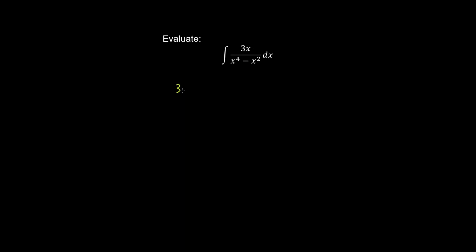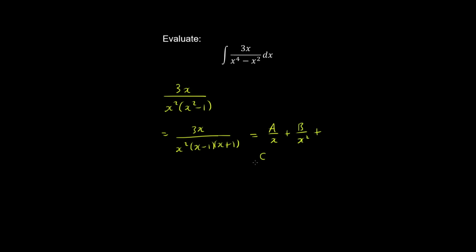Let's evaluate this integral. So the degree of the polynomial in the numerator is smaller than that in the denominator, so we can use partial fractions. And we can further factorize the denominator, so we have 3x on x squared by x minus 1 by x plus 1. So what we have is a repeated linear factor. So we write a on x plus b on x squared. And two distinct linear factors. So we have c on x minus 1 plus d on x plus 1.